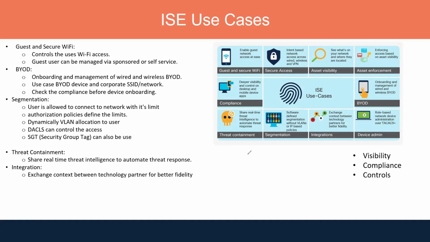Okay, so let me just take a simple example over here. What is the simple example? A real-time example I have seen. We had a wireless controller, and there were APs in branch offices somewhere in North America. And we had a data center somewhere in the US itself.